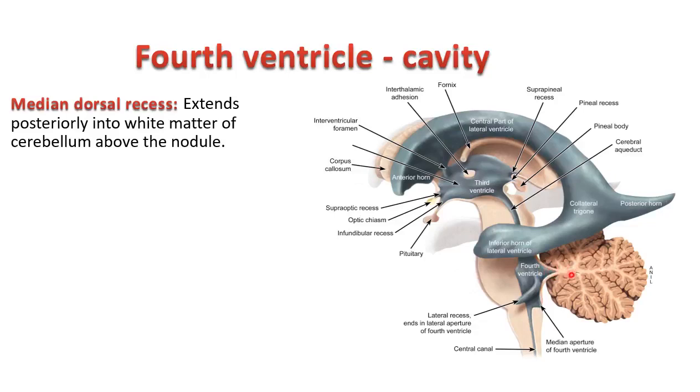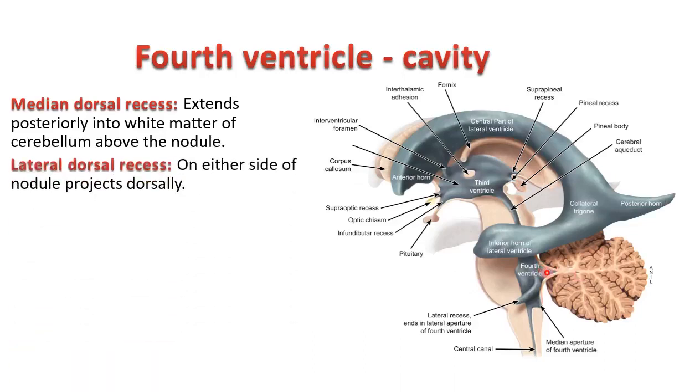Obviously you can see the white matter, and this part is situated above the nodule of the vermis. Then on either side of the median dorsal recess, which is not shown in this picture, on the right and left, you will see a pair of lateral dorsal recesses. So the median dorsal recess is present above the nodule of the cerebellum, and on either side of the nodule you see the lateral dorsal recess.